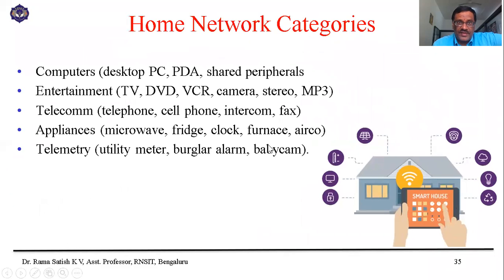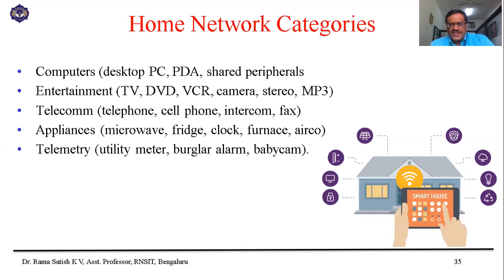Moving further, there are home network categories. You can have computer interactions, maybe desktops, PCs, personal digital assistants, shared peripherals, etc. For entertainment, TV, VCR, camera, stereo, MP3 players; also cell phones, intercoms, fax. You can connect and control the microwave oven, fridge, clock, and other household devices through your mobile phone, and telemetry like utility meter, burglar alarm, baby cams. All these things you can connect and do. So this is a home network.